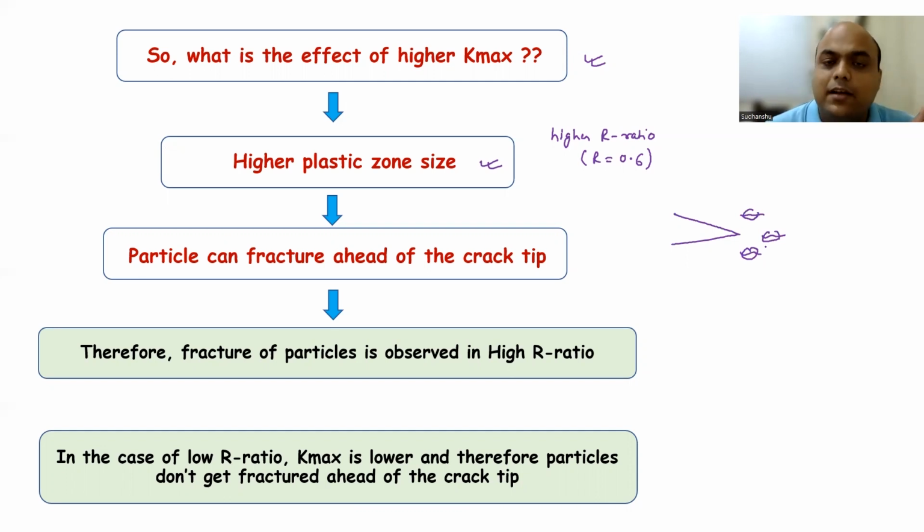That means you are going to see crack deflection rather than particle fracture, or the crack passing through the particles. So two things are there. At high R ratio, the particles are going to fracture ahead of the crack tip, and then the crack is going to pass through those fractured particles. That is point number 1. Second, at low R ratio, since Kmax is small, your particles ahead of the crack tip cannot fracture, right? Instead, the crack is going to bypass those particles, right? That means you are going to see more deflection of the crack. That is what I have written at the bottom here.